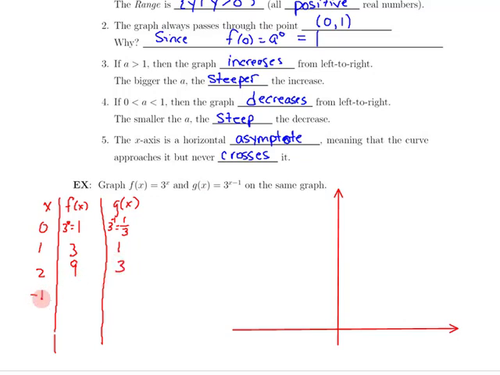Let's go negative 1. If I plug in negative 1, I get 3 to the negative 1, which is 1/3. That's 3 to the minus 2 here, which is going to be 1/9. If I plug in minus 2, that's going to be 3 to the minus 2, which is 1/9. And this is going to be 3 to the minus 3, because minus 2 minus 1 is minus 3. 3 to the minus 3 is 1 over 27, really close to 0.